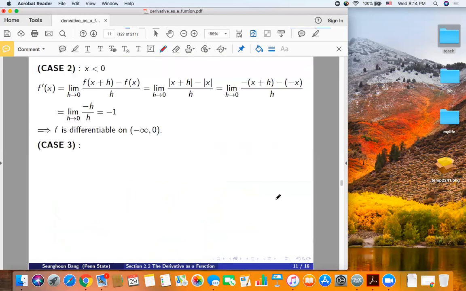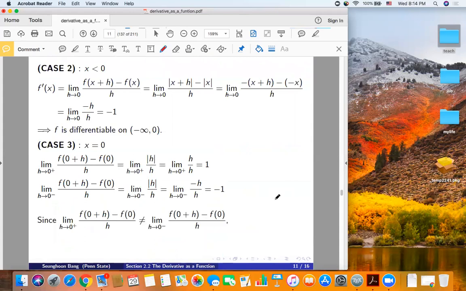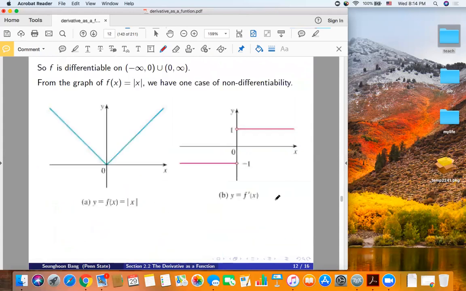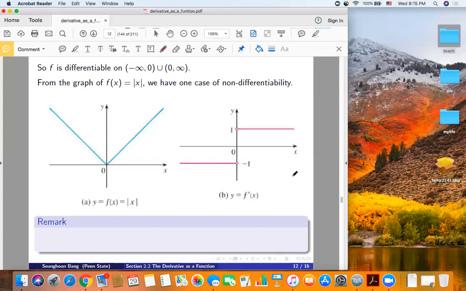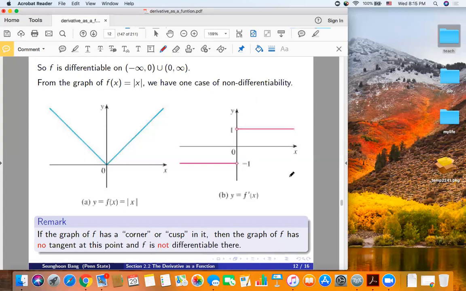This is like algebraic calculation, so if you are very curious, you can read it by yourself. I'll explain this one using geometric things, which is very useful. Remark: if the graph of f has a corner or cusp in it, then the graph of f has no tangent line at this point. What does it mean? f is not differentiable there. This is one good result of non-differentiability.